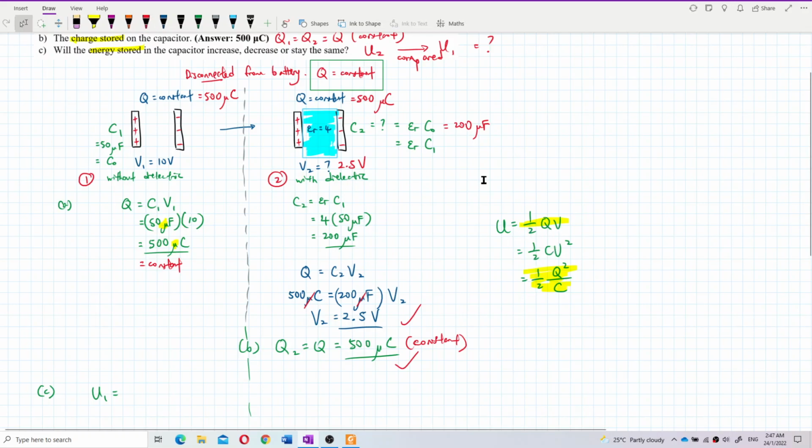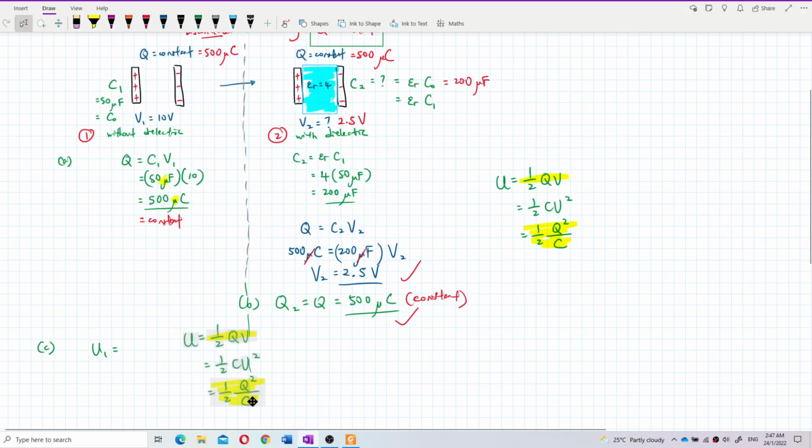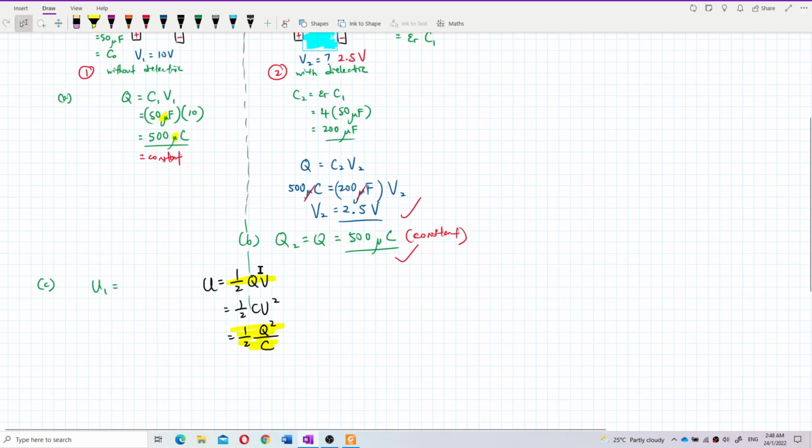So we can see that. Maybe I can put it over here, in black color. Since the charge is constant, we only use half QV or half Q square over C. Try not to use half CV square, because then you have two variable changes. Overall you have three variable changes: C changes, V changes, then U also changes. So we don't know how the U really changes.